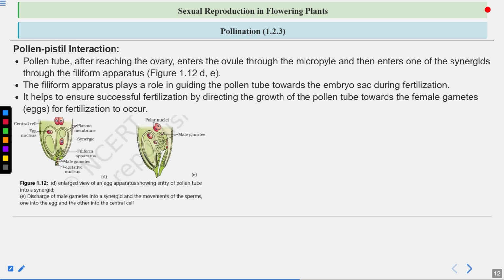So here you can see this filiform apparatus allowing this pollen tube to enter inside. It is guiding it. And here the pollen tube releases all its contents. You can see the male gamete or male nuclei, the same thing. Okay, the male gamete or the male nuclei is the same thing. And here you can see one male nuclei is here and one male nuclei is here, right?